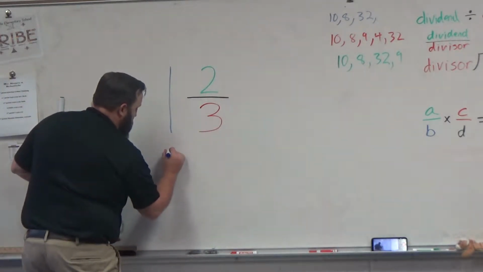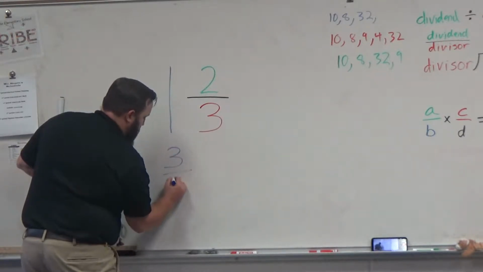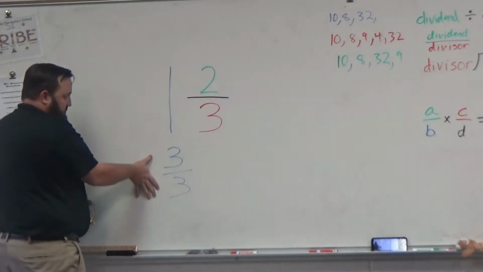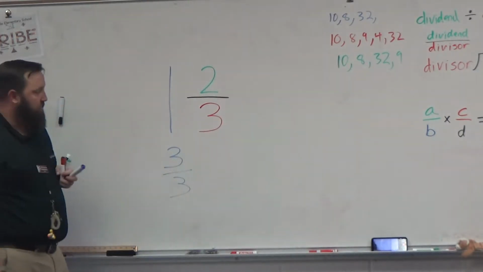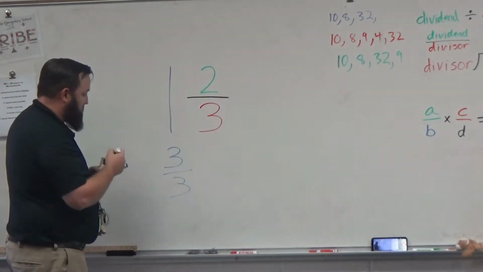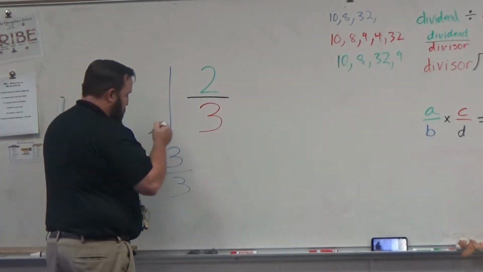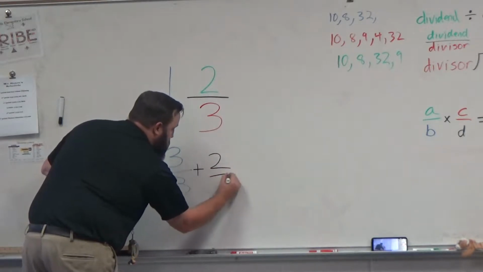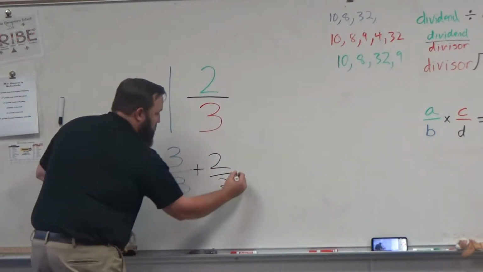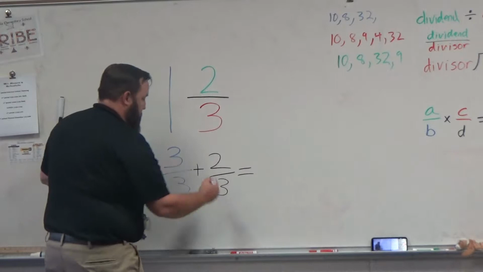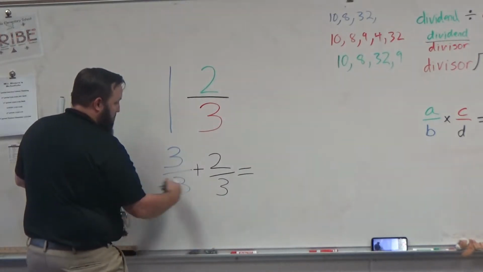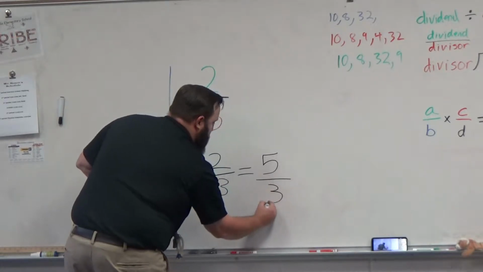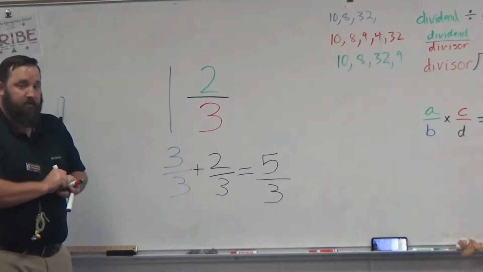Now what this whole number actually represents is 3 thirds. Right? That's what it actually represents. And added to our 2 thirds, so think 3 thirds plus 2 thirds would give me, same denominator, 5 thirds. Alright? Does everybody understand that part of it?